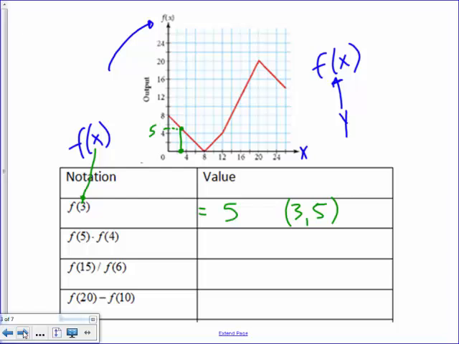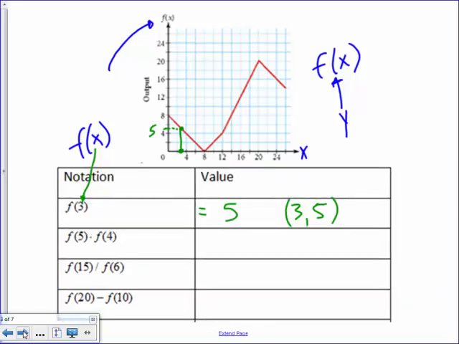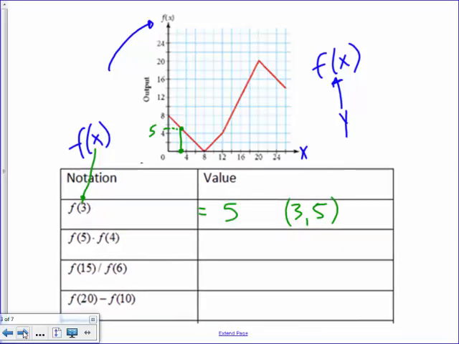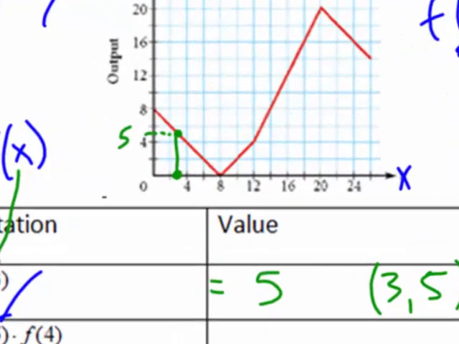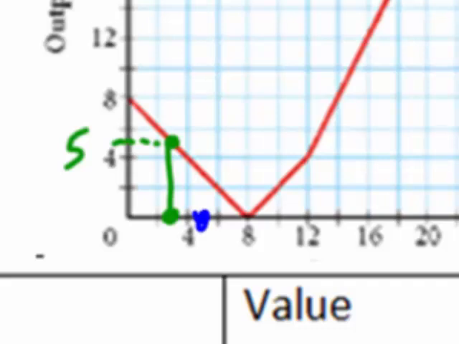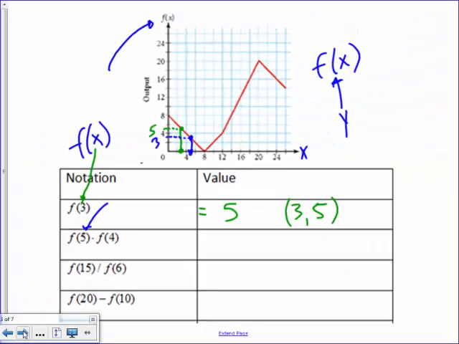And if I went through and did these quickly, if I look at the next one, we have to break it up. First I want to find what f of 5 is. Well, f of 5 is really what? I have to find where 5 is on the x-axis, which is right here. And then I go up, and it's right there on my graph, which is at 3. So that's 3.